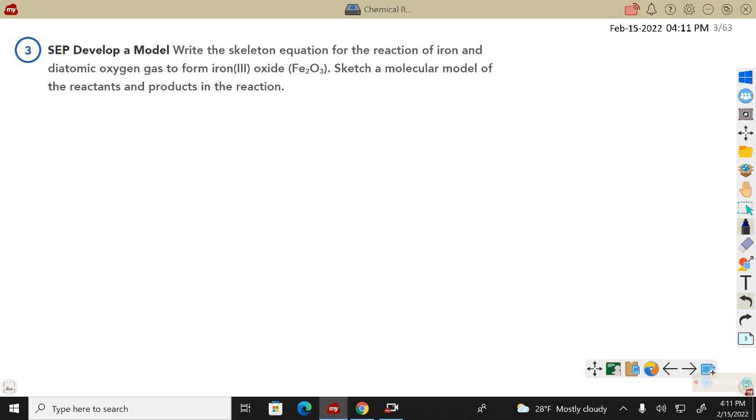Let's see, I have iron, which is symbol Fe. Iron is not a diatomic element, so its symbol is just Fe. In nature, iron is a solid. It's reacting with diatomic oxygen gas. Diatomic just means 2 atoms. In nature, oxygen is one of these diatomics, and they're telling me that it is a gas. And then it says to form. Enter in my arrow. To form iron 3 oxide.